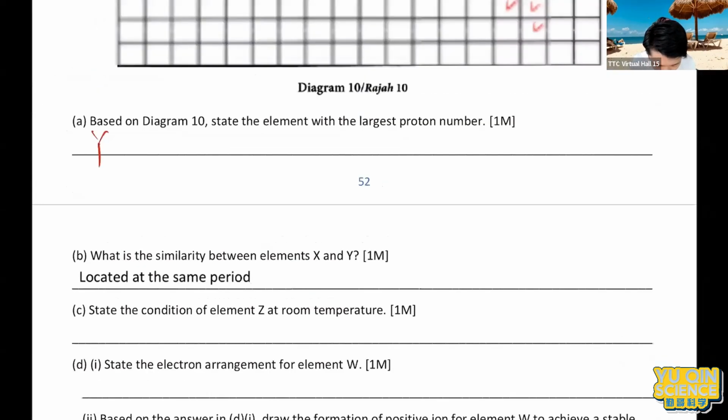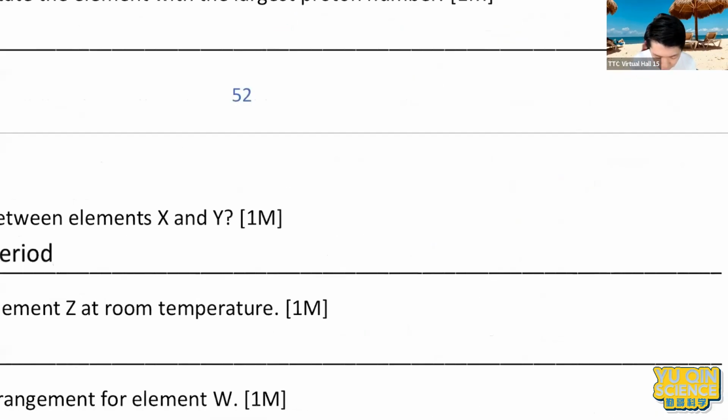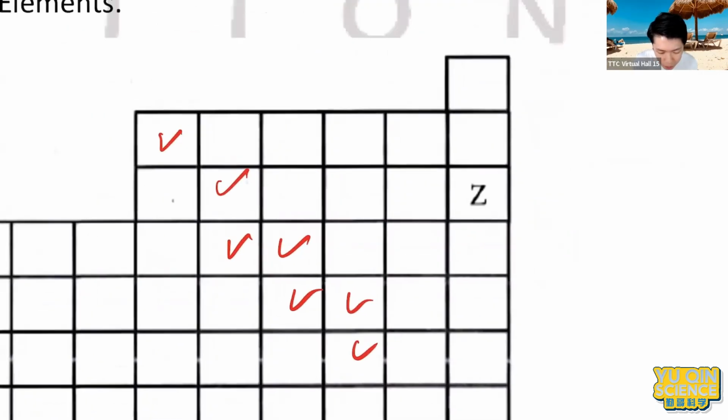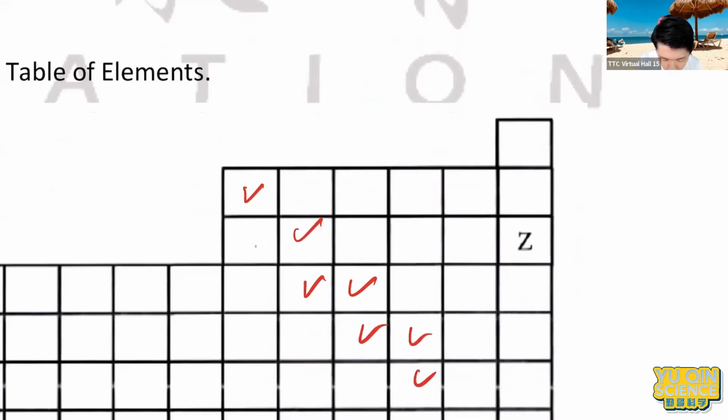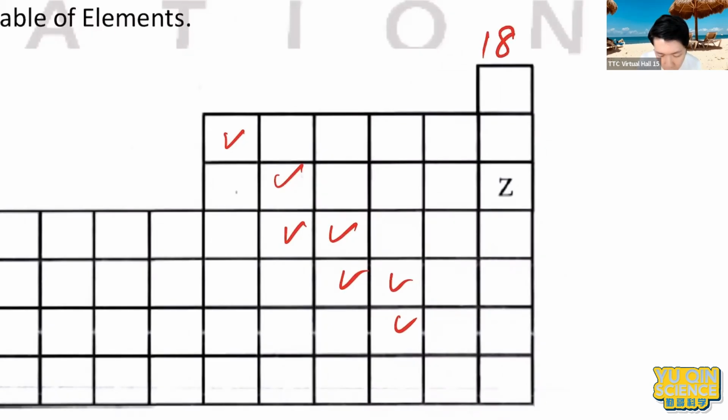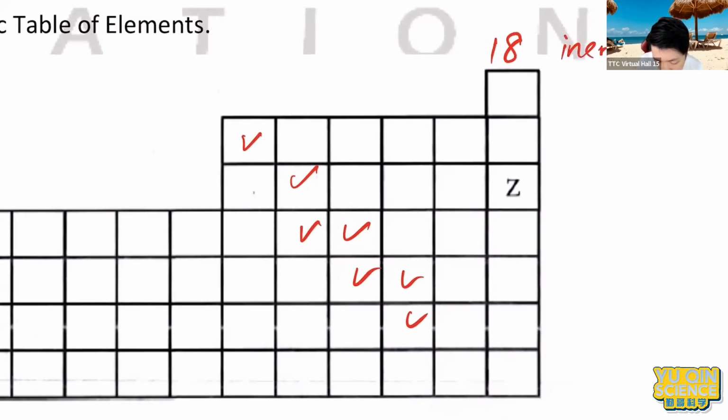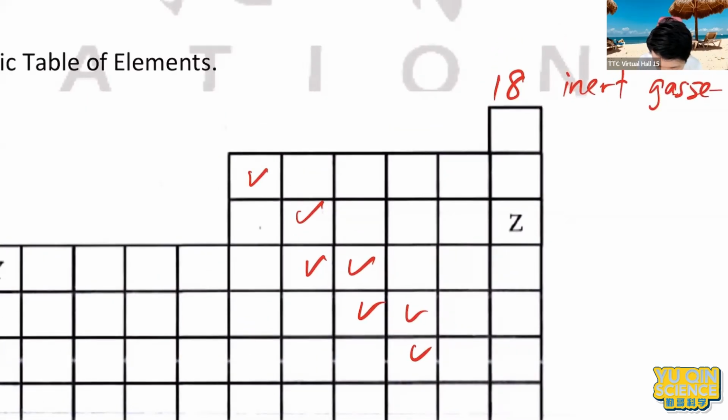Z is what? Oh, sorry. Z is group 18, right? And when we talk about group 18, they are called inert gases, isn't it? Inert gases, or we should call them rare gases or inert gases. Okay, inert gases.